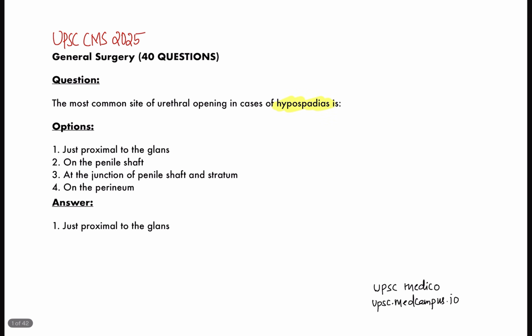Coming back to the question, the most common site of urethral opening is just proximal to the glans. So this should be the correct answer here. Option 1.